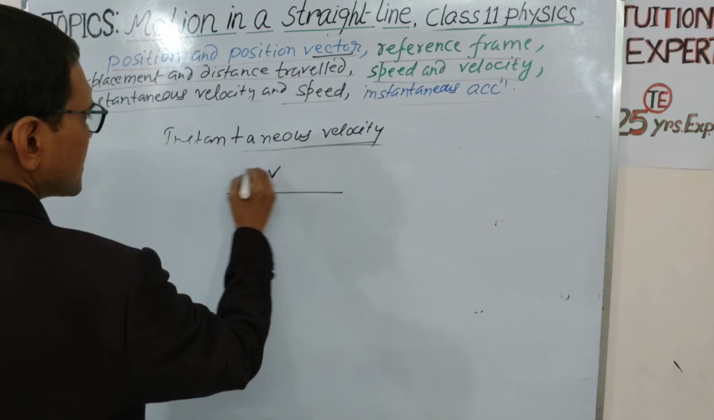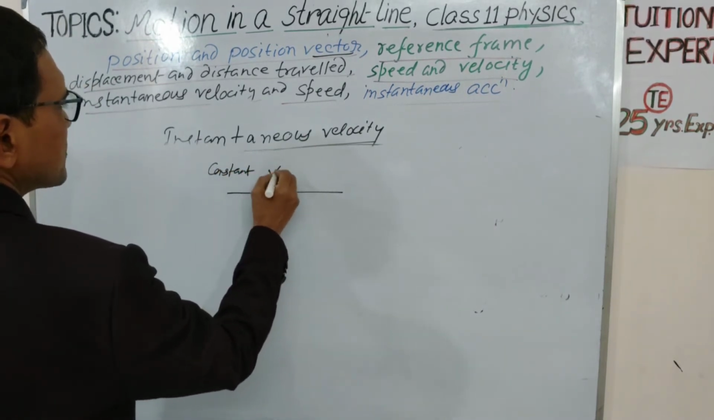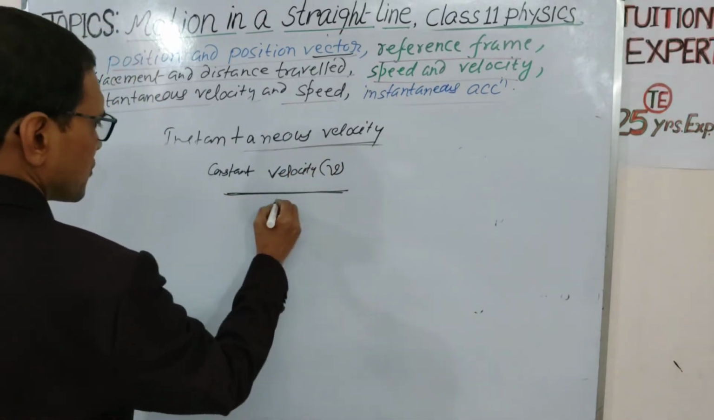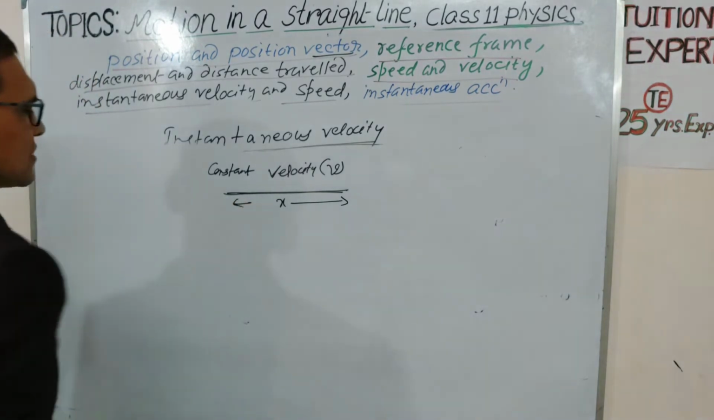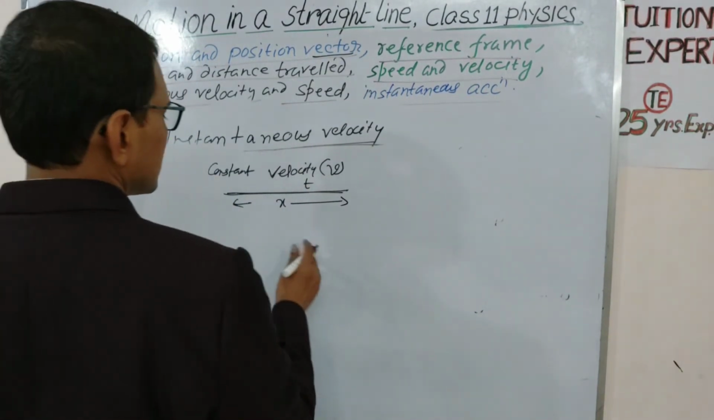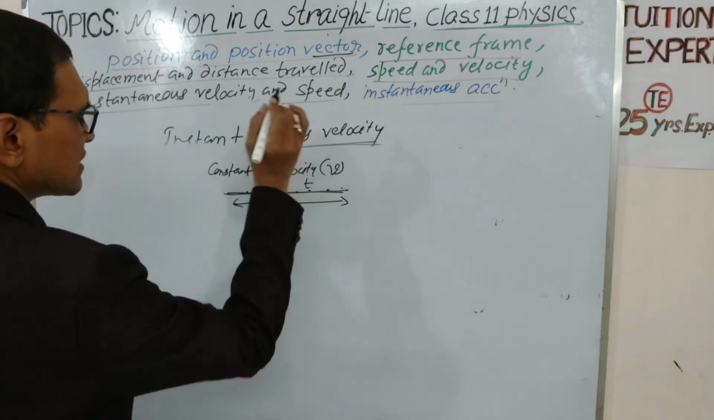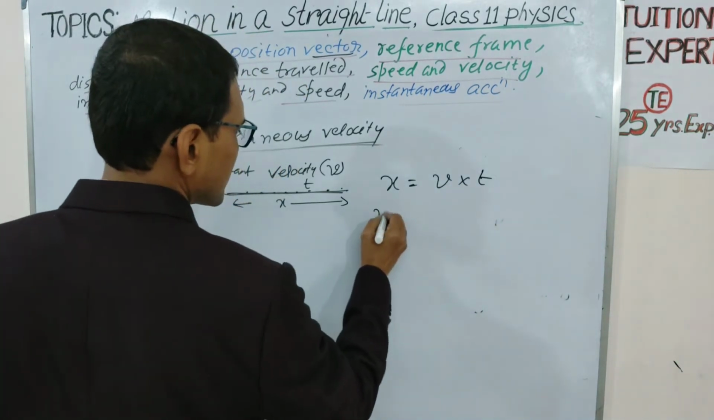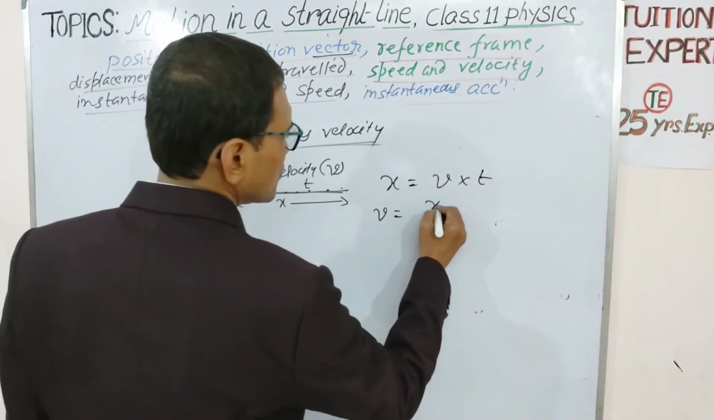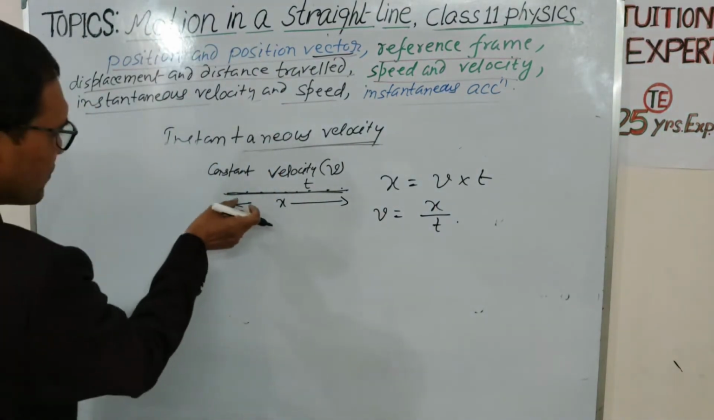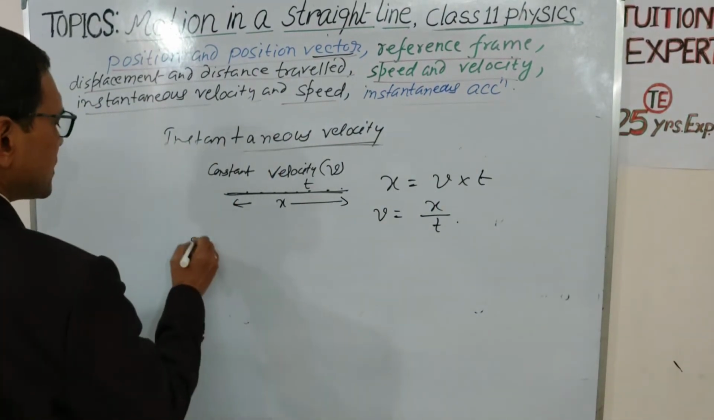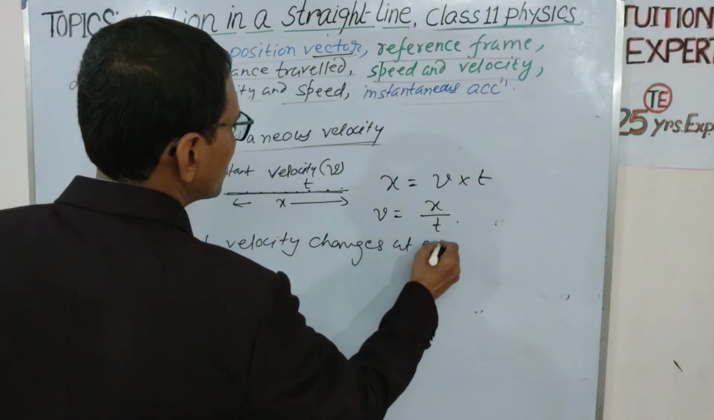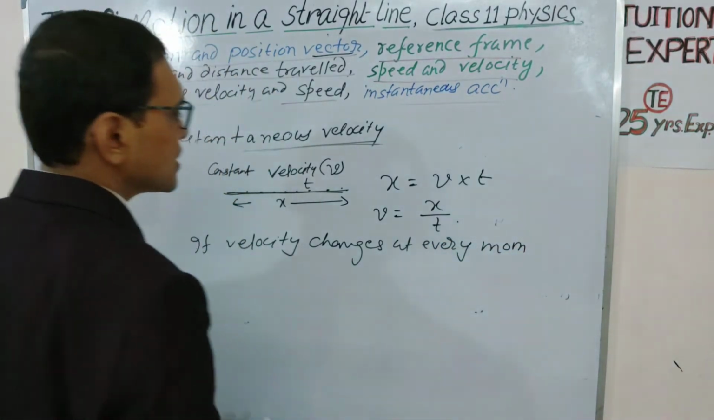Suppose a constant velocity v. If a body moves with a constant velocity for the distance x in time t, that is, the velocity at every point is constant, then we can write distance equal to constant velocity into time. So from this equation we get velocity equal to distance by time. But if the velocity changes at every moment, then how can we calculate the velocity?